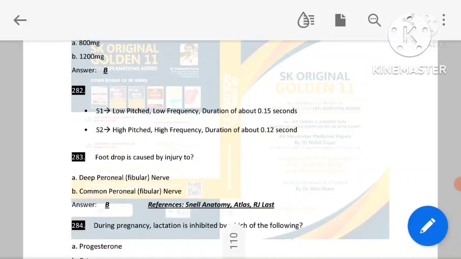Point number 282, S1 sound is low pitch, low frequency, and the duration of S1 is prolonged as compared to S2, that is 0.15 second. So the characteristic features of S2 are, S2 is high pitch, high frequency, but duration is short as compared to S1, that is 0.12 second. So utilize these two MCQs.